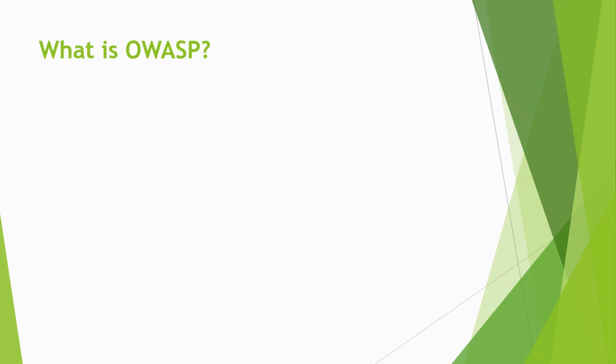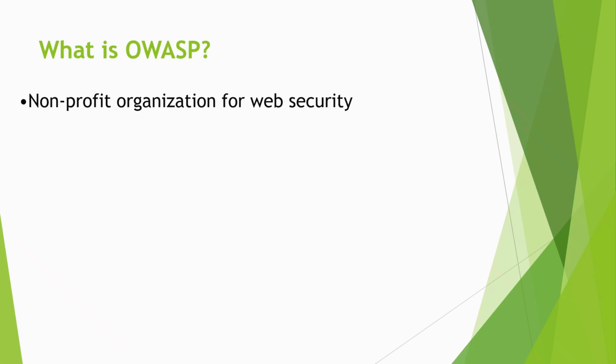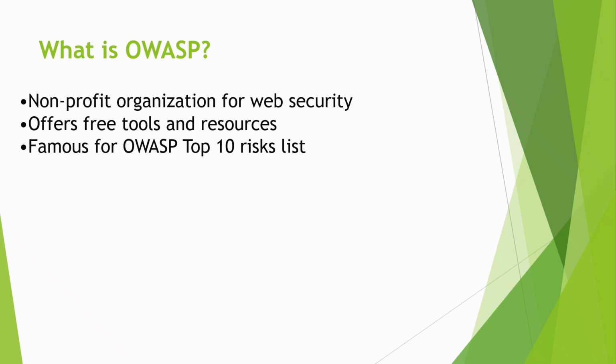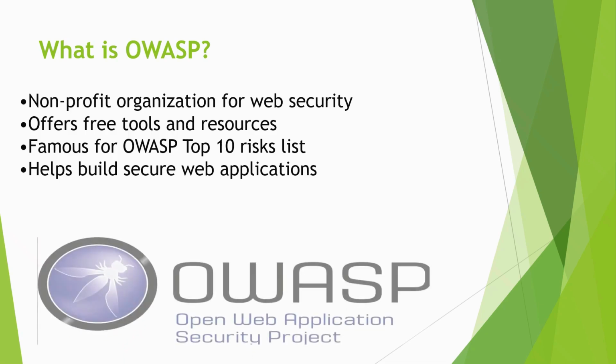What is OWASP? OWASP stands for the Open Worldwide Application Security Project. It is a non-profit organization that focuses on improving web security for everyone. They provide free tools and resources that developers and security teams can use to secure their apps. Their most famous contribution is the OWASP Top 10 list, which highlights the most common security risks in web applications.